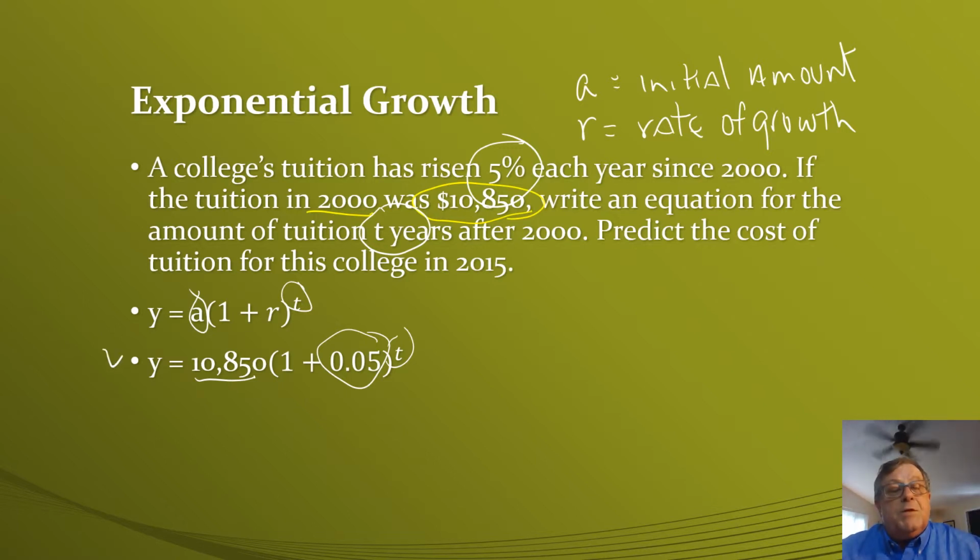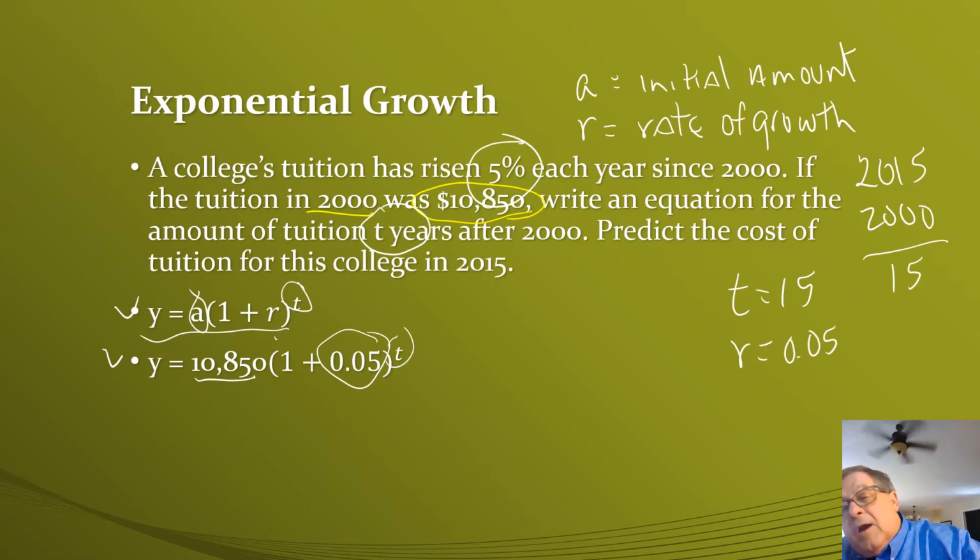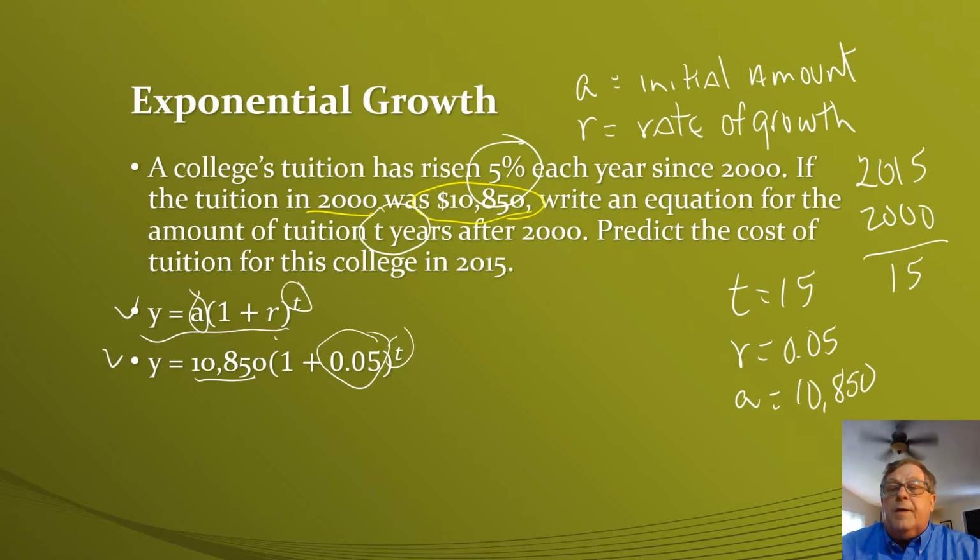All we did was take information that we were given and plug it into this exponential growth model equation. Now we want to predict the cost of the tuition for this college in 2015. The difference between 2015 and 2000 is 15, and so our t is going to equal 15. We've already determined that our r equals 0.05 and our a equals 10,850. Initial amount, the rate of growth, the amount of time, in this case time in years.